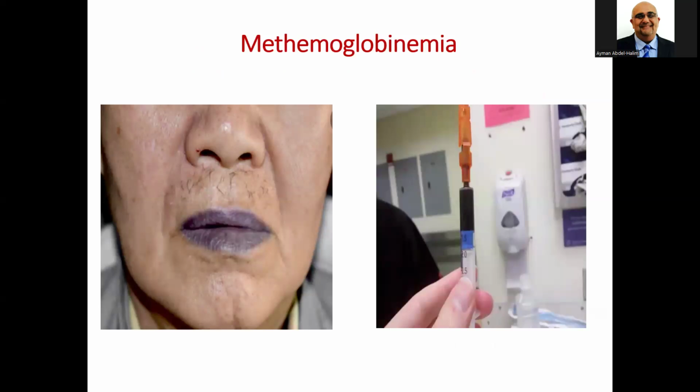Methemoglobinemia is a rare situation, especially with certain local anesthetics, such as lidocaine, benzocaine, and prilocaine. In this situation, the hemoglobin saturation stops at 85%. And the blood, as you see, looks very dark if you take a sample.